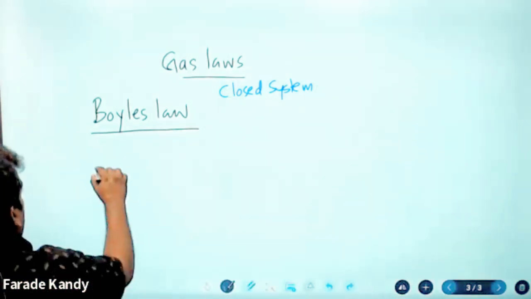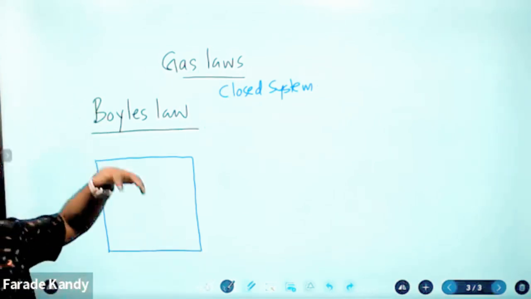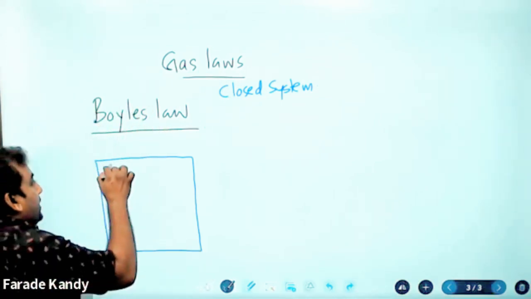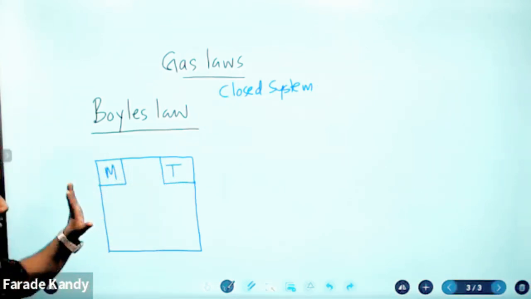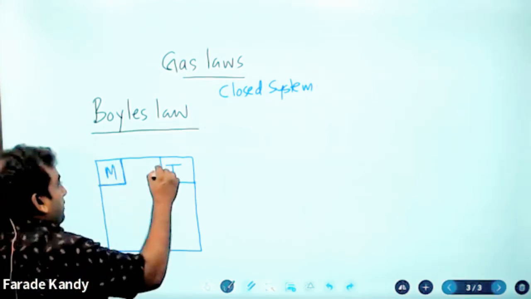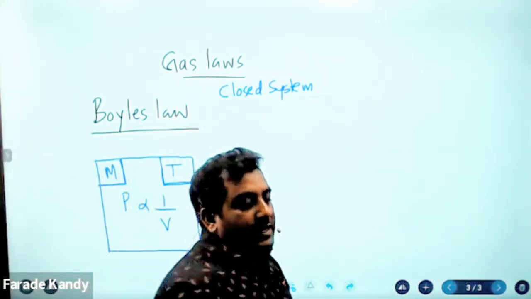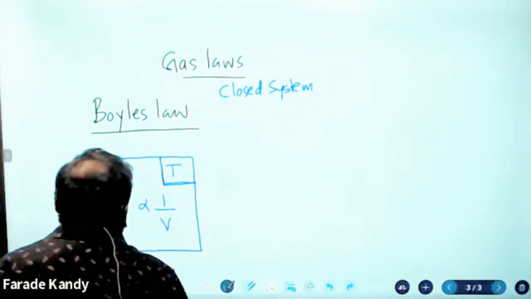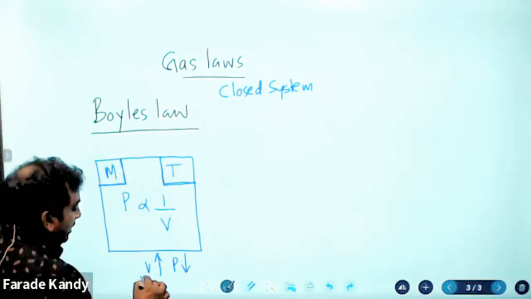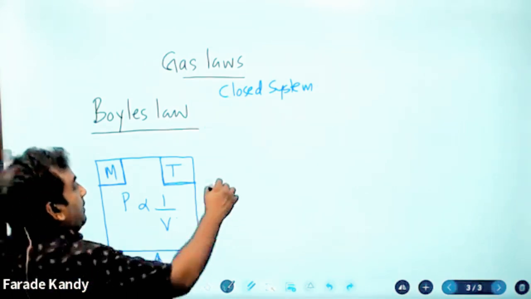For a fixed mass of gas, I'll draw and show you. So this is a container. Nothing is coming in, nothing is going out. For a fixed mass of gas at constant temperature, when I put a box there, it means constant. Mass is constant, temperature constant. Pressure is inversely proportional to volume. That means when volume increases, pressure reduces. Volume reduces, pressure will what? Increase.